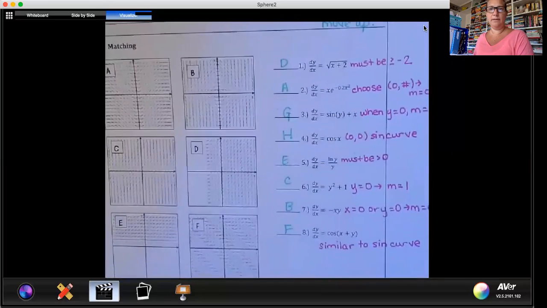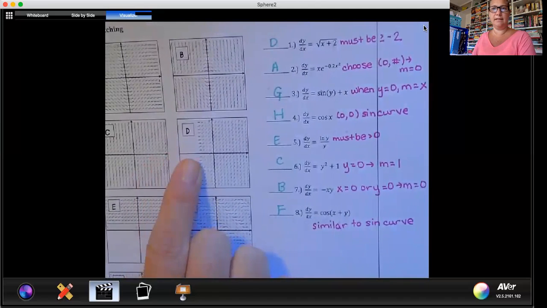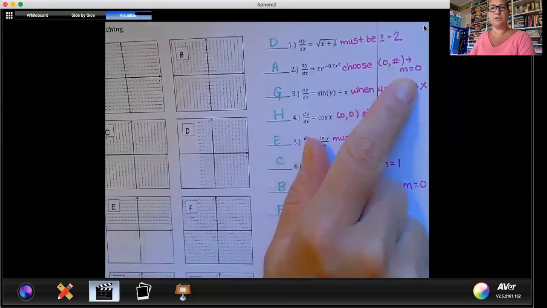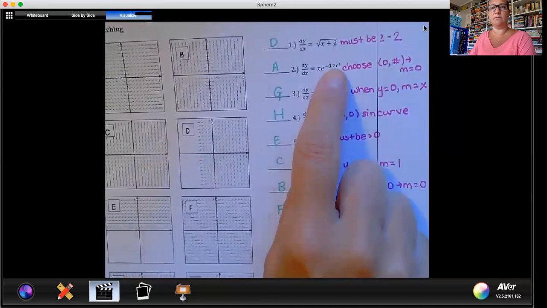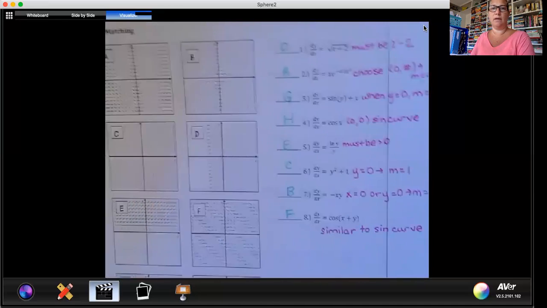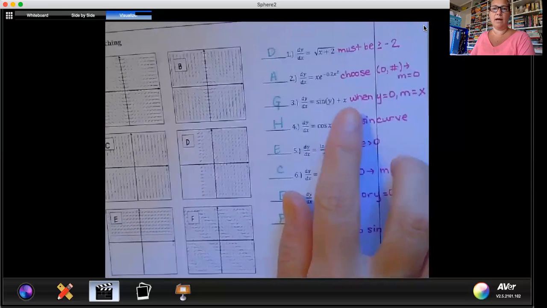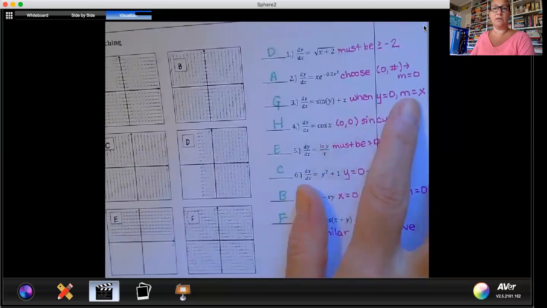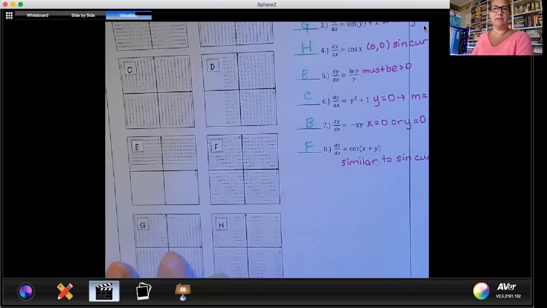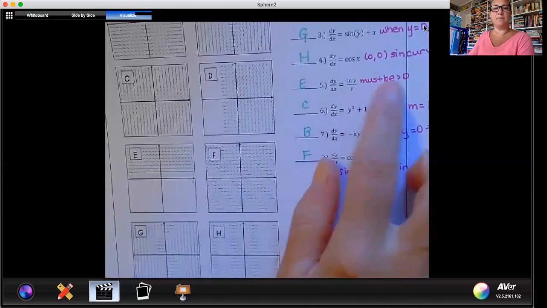All right, number 1 must be greater than or equal to -2 with BD. Choose 0 and a number. That means your slope is 0 because e to the 0 power is 1. So whatever your number is will work there. So that one will be A. Sine y plus x, when y is 0, the slope is equal to whatever value you have of x. That would be G. We've already done number 4. E for 5 because it must be greater than 0.